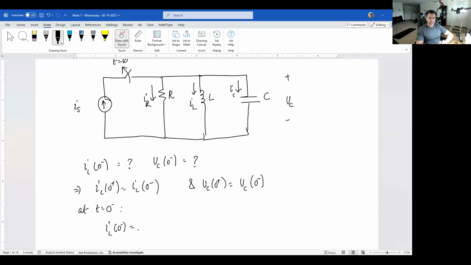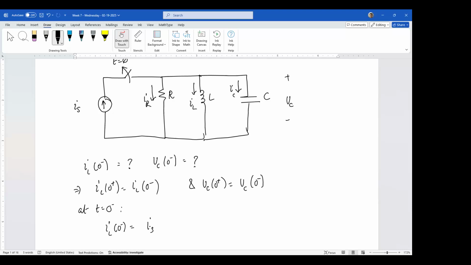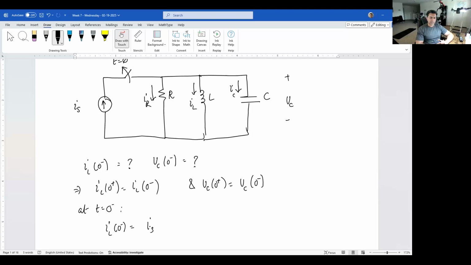Why is it so hard, guys? If the inductor is a short circuit, there is no current that's going to pass through the resistor. The capacitor is open, so all the current IS is passing through the inductor if it is a short circuit. At zero negative, all the current is passing through the inductor. The inductor is acting as a short circuit.